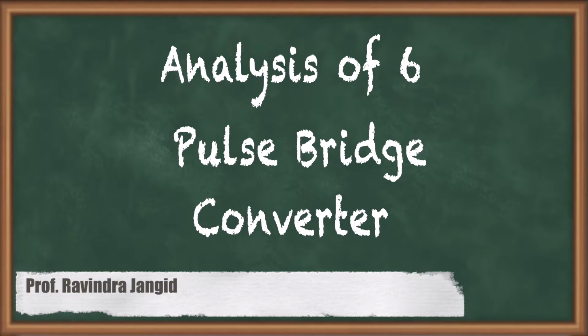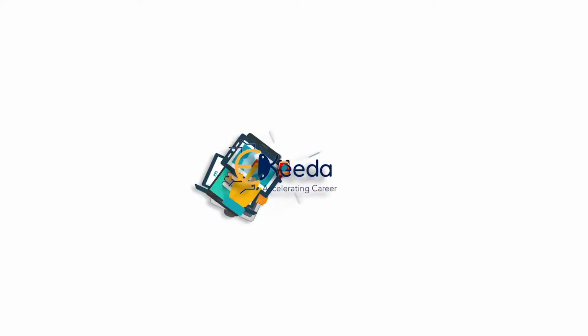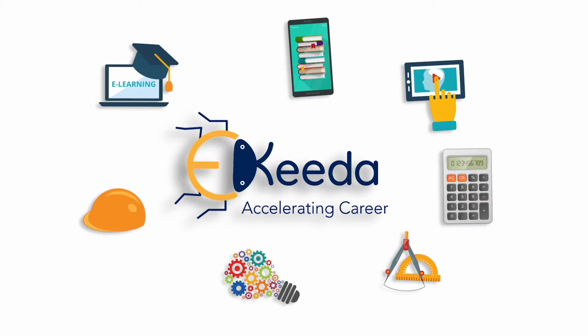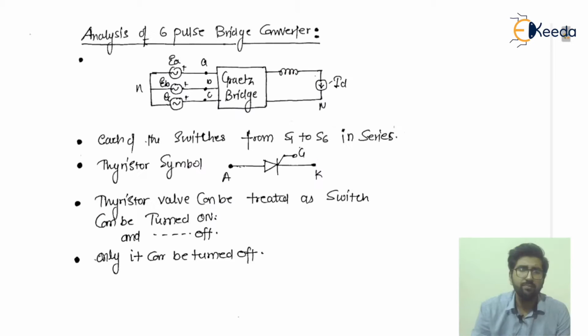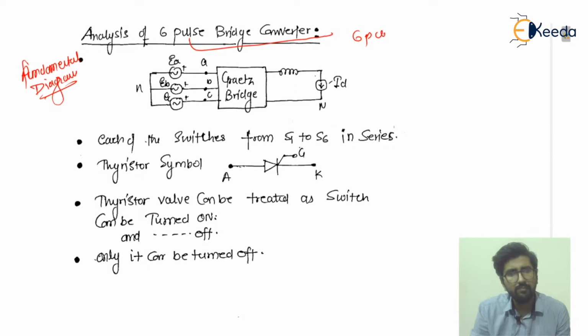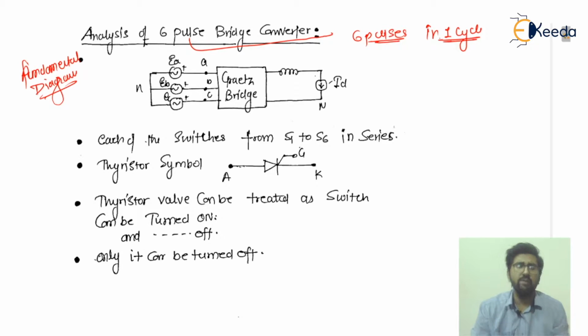In this topic, I am going to tell you about the analysis of the 6-pulse bridge converter. This is the basic fundamental diagram, which is shown here. If you talk about the 6-pulse bridge converter, it will have 6 pulses in one cycle.